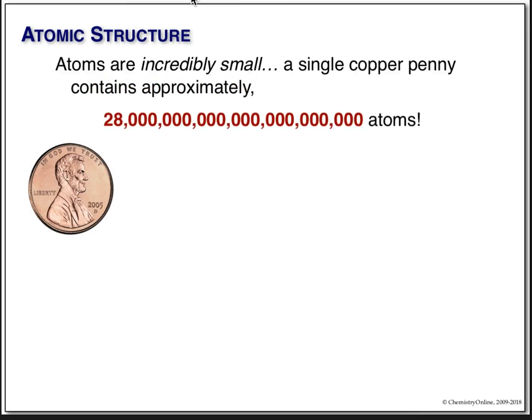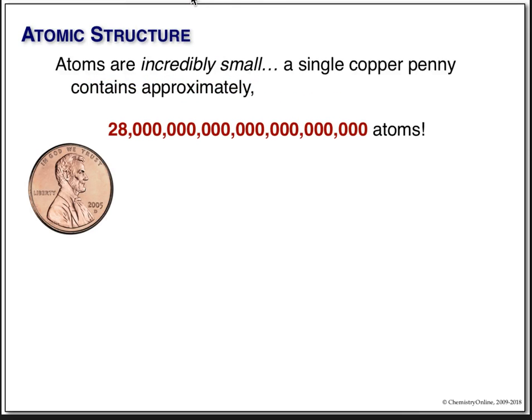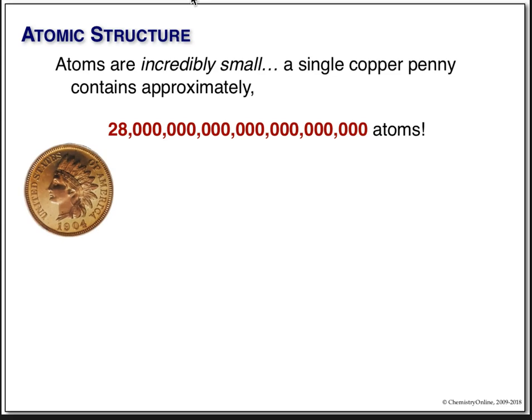An atom is very, very small. If we had a penny made of copper, it would contain 28 sextillion atoms. Now, contemporary pennies have almost no copper in them. Indian head was about 95% copper, so roughly 28 sextillion copper atoms. Tiny little things.